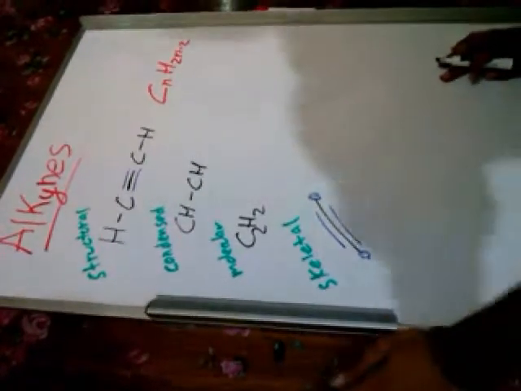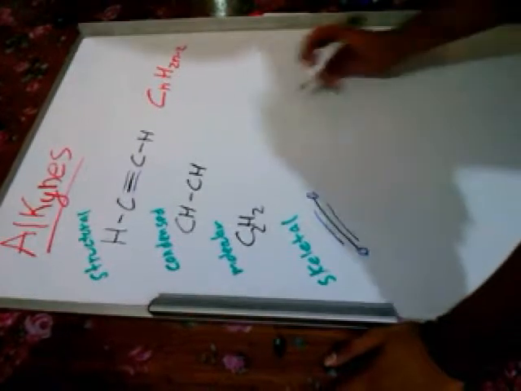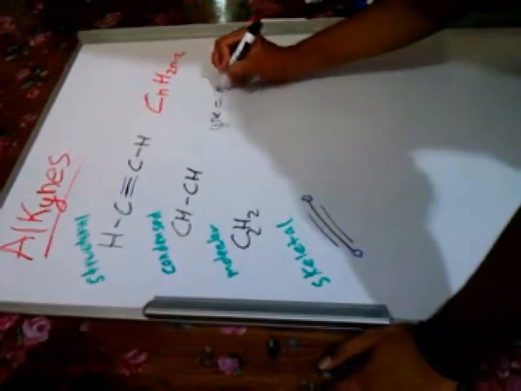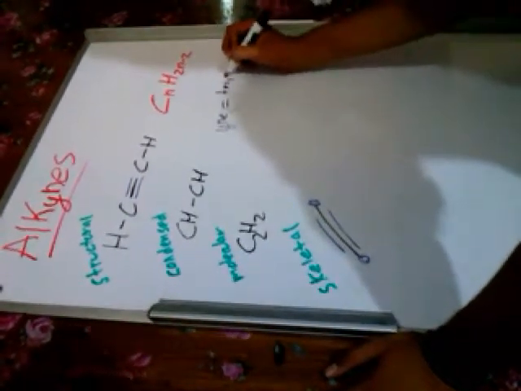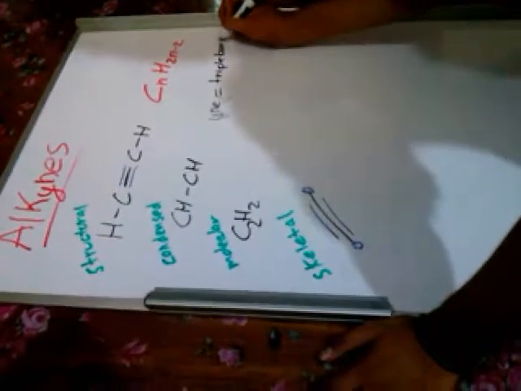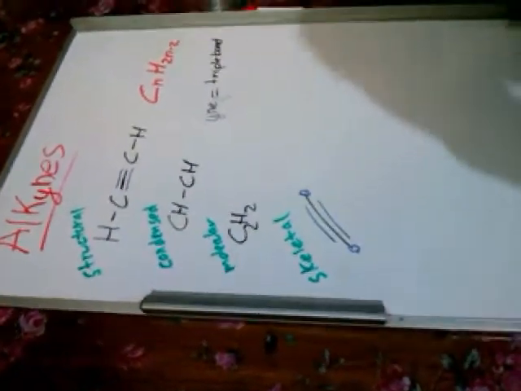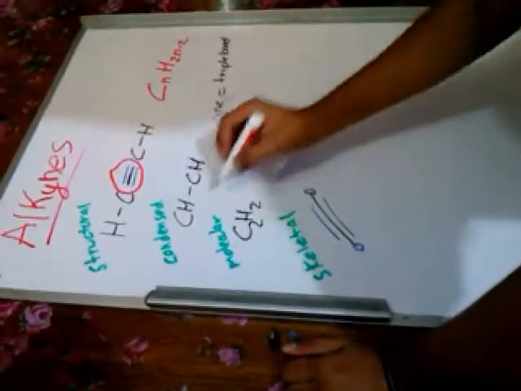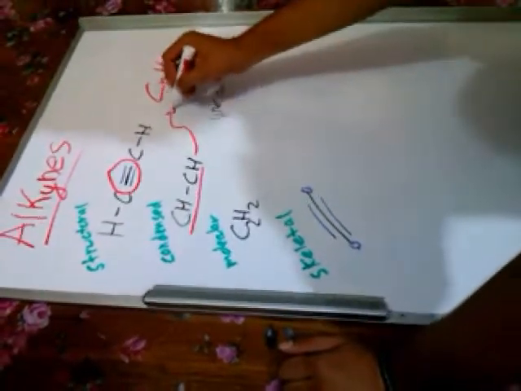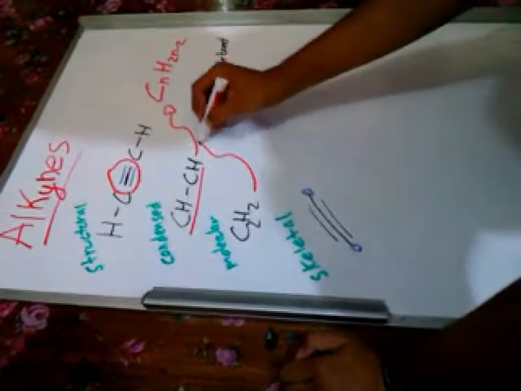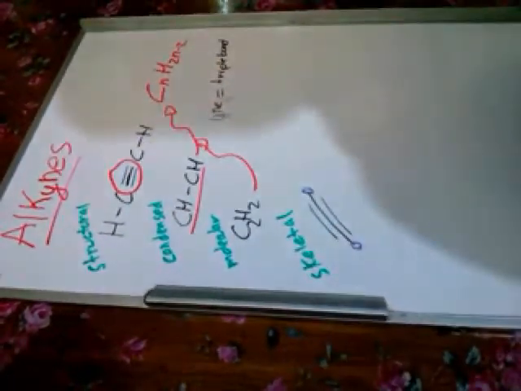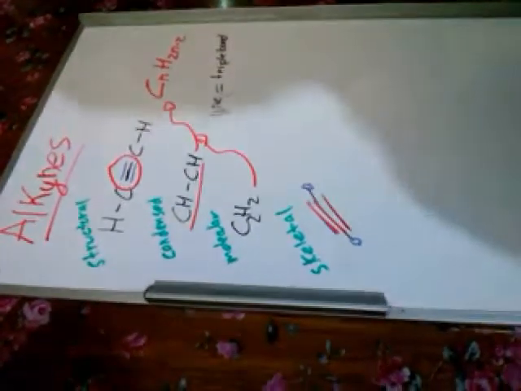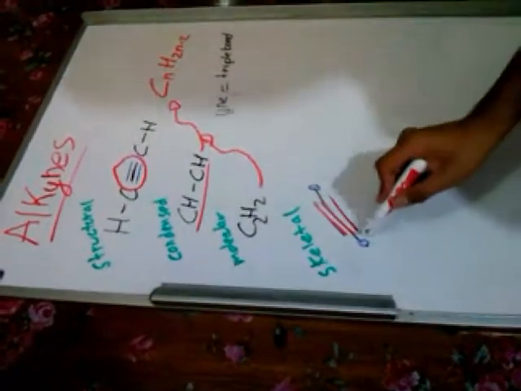Alkynes. The main characteristic of the alkynes means a triple bond. So you can see that in the structural formula you will have a triple bond, and the condensed formula will combine the formulas, like the molecular formula also. And in the skeletal formula you will have 1, 2, and 3 lines, that means the triple bond and the carbons.